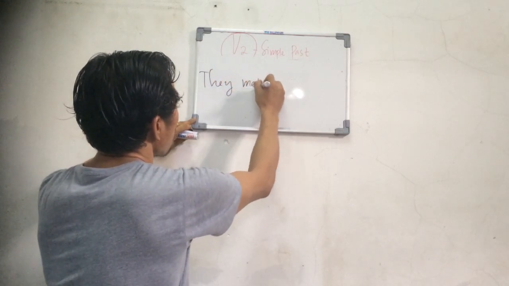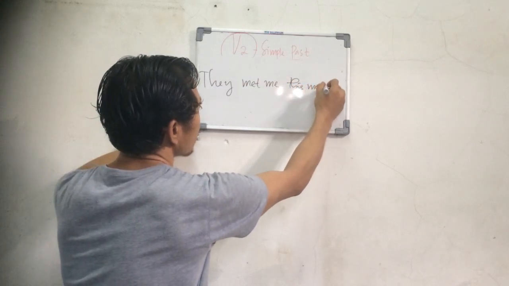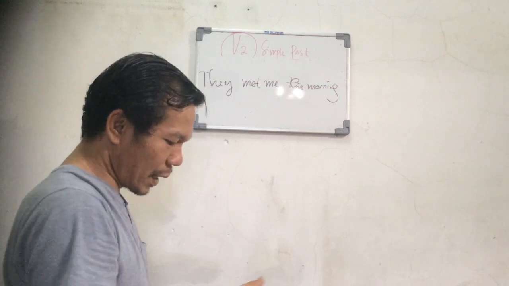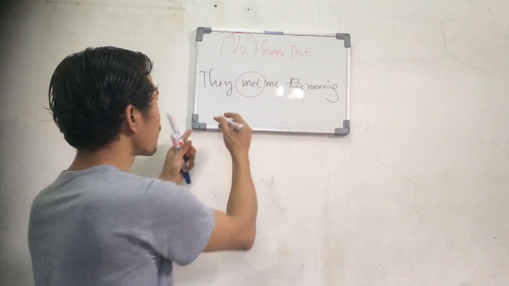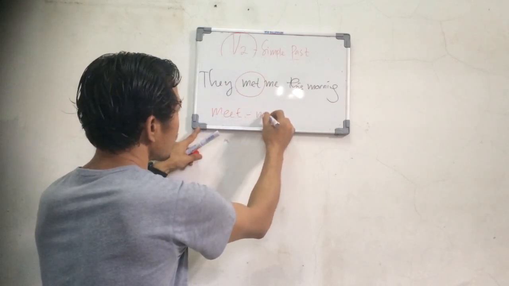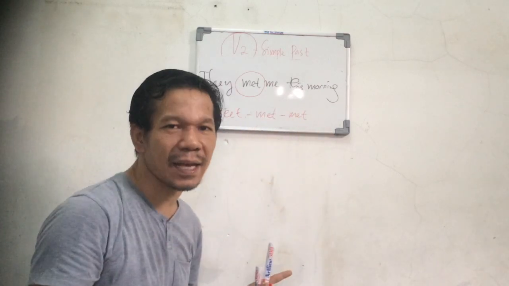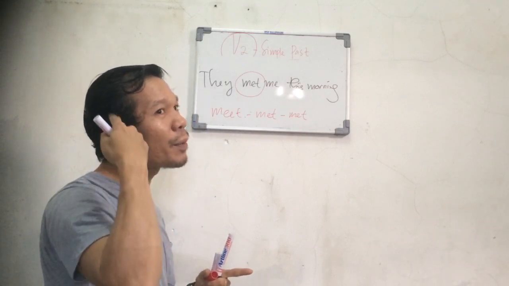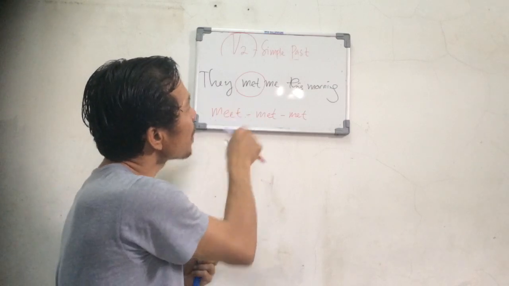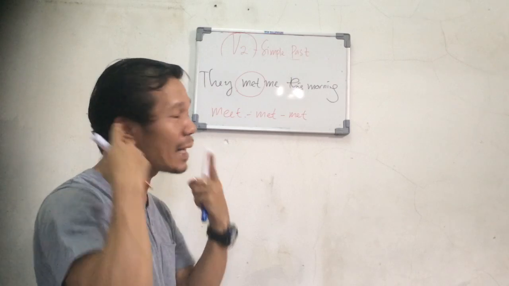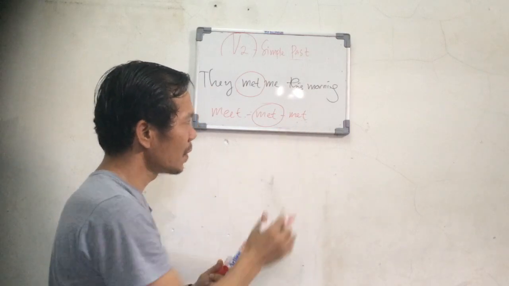They met me this morning. Okay, this one is the verb. So met is the verb 2 from the verb meet. Even though the verb 2 and the verb 3 are the same in letter and sound, in our mind, when we listen to this sentence, they met me this morning, what comes into our mind is that this verb is verb 2, not this one, right?